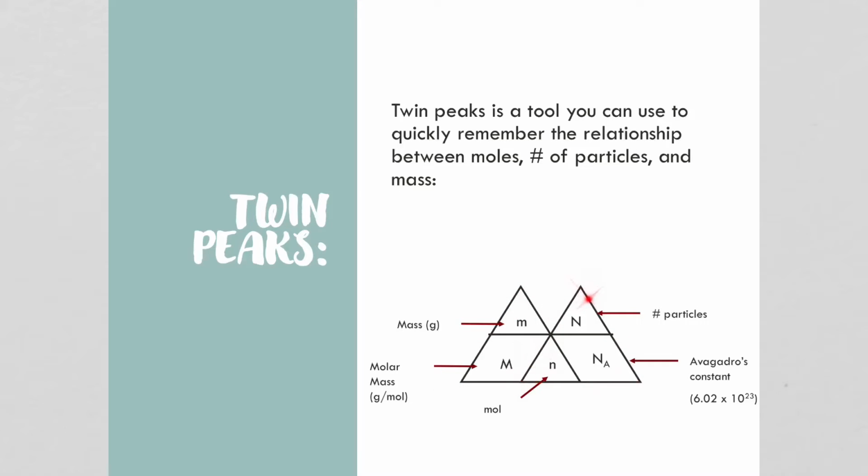So we learned this one the last lesson. Moles is equal to the number of particles divided by Avogadro's constant. So we know that one already. This one over here, the number of moles is equal to the mass of the substance divided by its molar mass in grams per mole. So little m for mass, big M for molar mass, little n for moles. Number of particles is big N, and then big N_A is Avogadro's constant, which is 6.02 times 10 to the power of 23. And now we'll show you how to use this relationship.